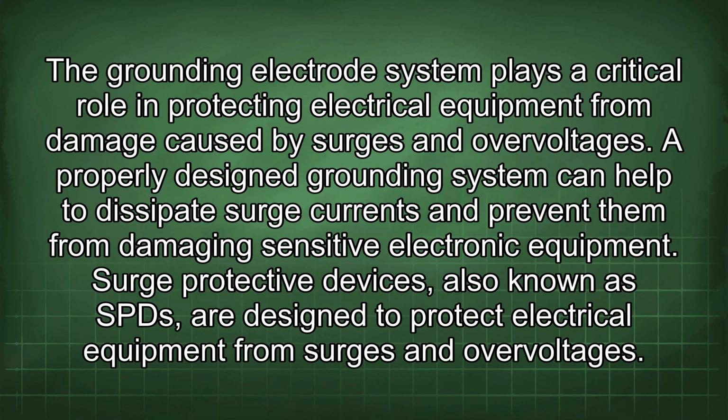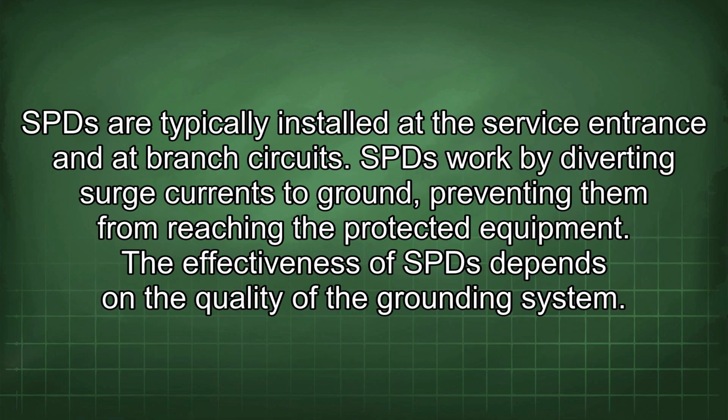The grounding electrode system plays a critical role in protecting electrical equipment from damage caused by surges and overvoltages. A properly designed grounding system can help to dissipate surge currents and prevent them from damaging sensitive electronic equipment. Surge protective devices, also known as SPD, are designed to protect electrical equipment from surges and overvoltages. SPD are typically installed at the service entrance and at branch circuits. SPD work by diverting surge currents to ground, preventing them from reaching the protected equipment.